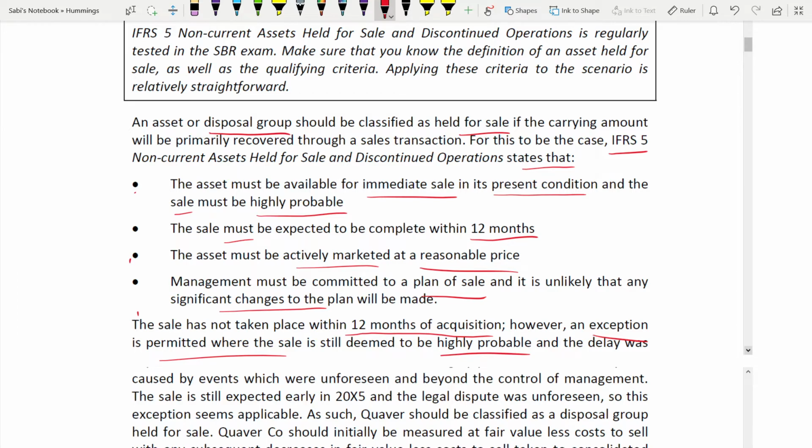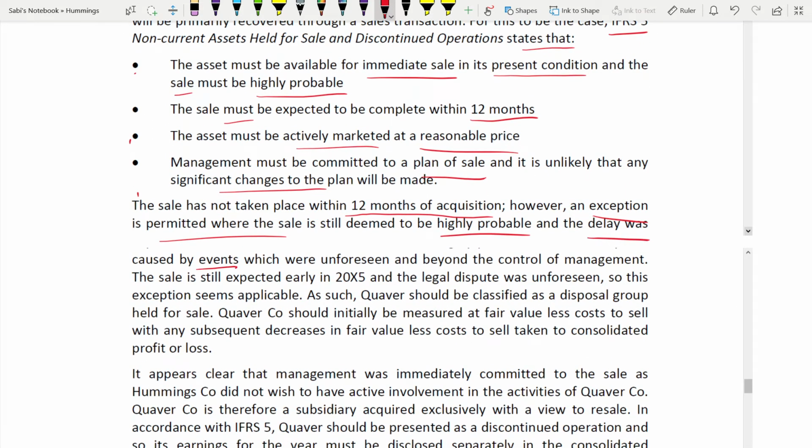Everything was done. But this delay was because of some event which was not in the control of the management, and also it's unforeseen. You couldn't foresee this event. So because of this it is an exception. If you want to know the exception, you have to see IFRS 5 to know the details. The sale is expected early in 2005. The legal dispute was unforeseen. So in this case, this exception seems applicable. Sometimes the exception does not work, you might say no, but in this case it is working, because a legal dispute is something you cannot foresee, and the sale is expected in early 2005.